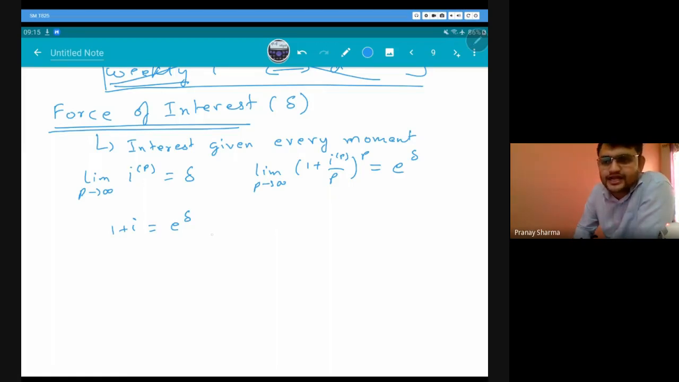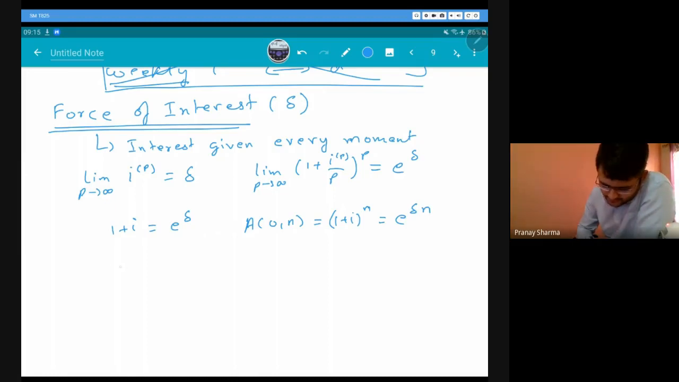Delta is again represented on a per annum basis, and only on a per annum basis. We'll have no other units. Delta will always be given on a per annum basis. So if I have the accumulation factor going from 0 to n, I will have 1 plus i raised to n. That should be equal to e raised to delta n.